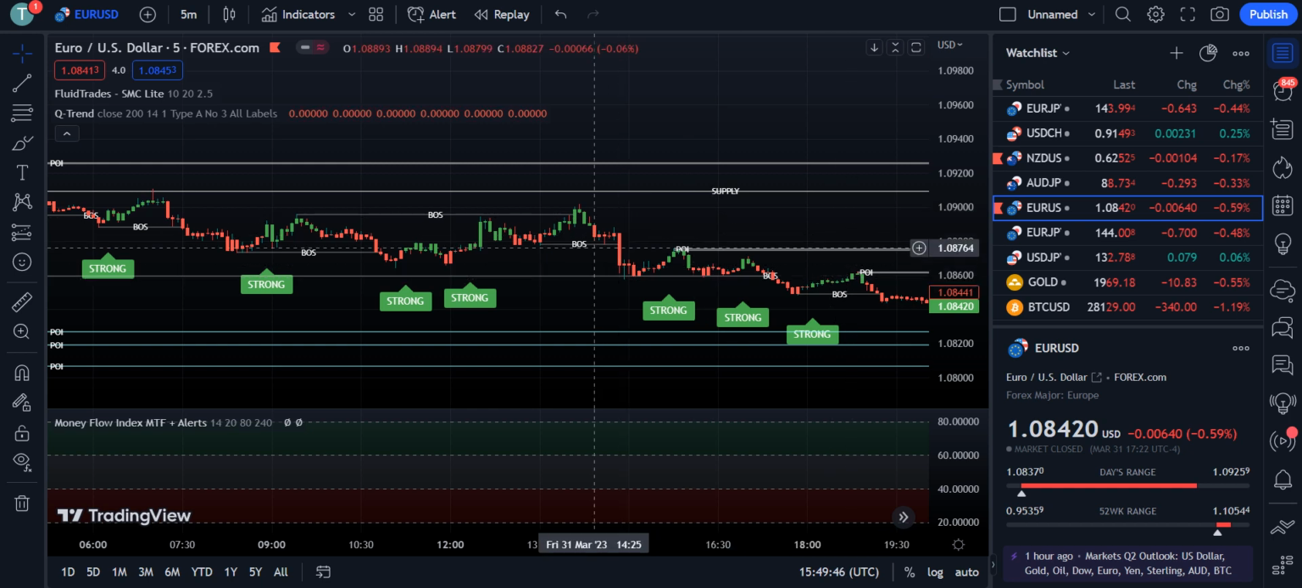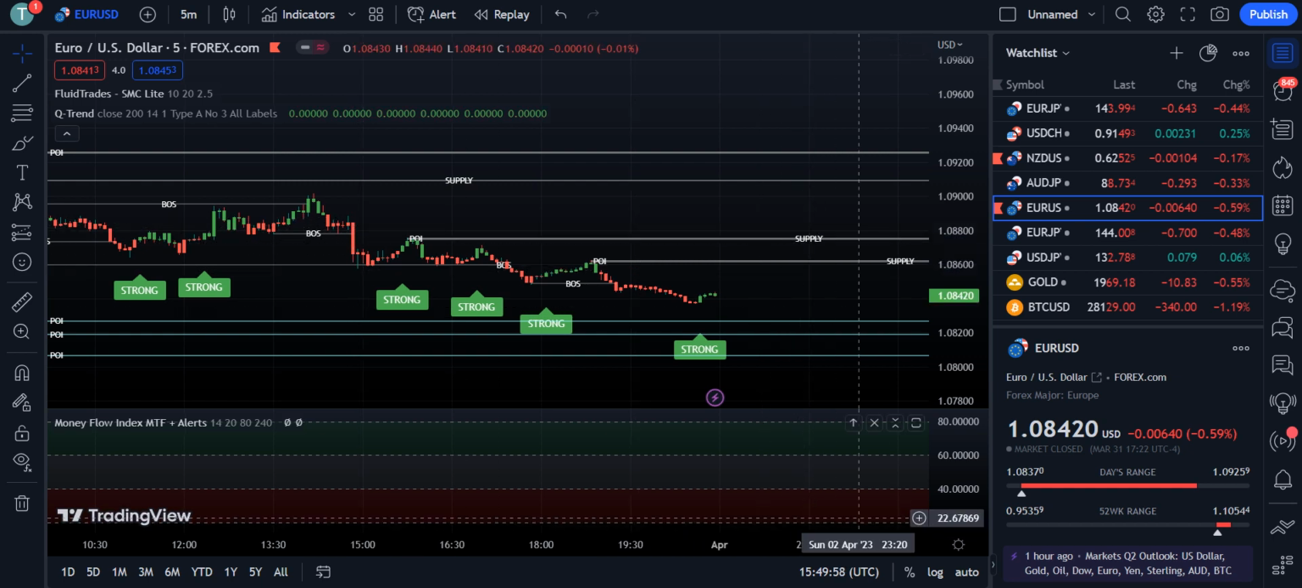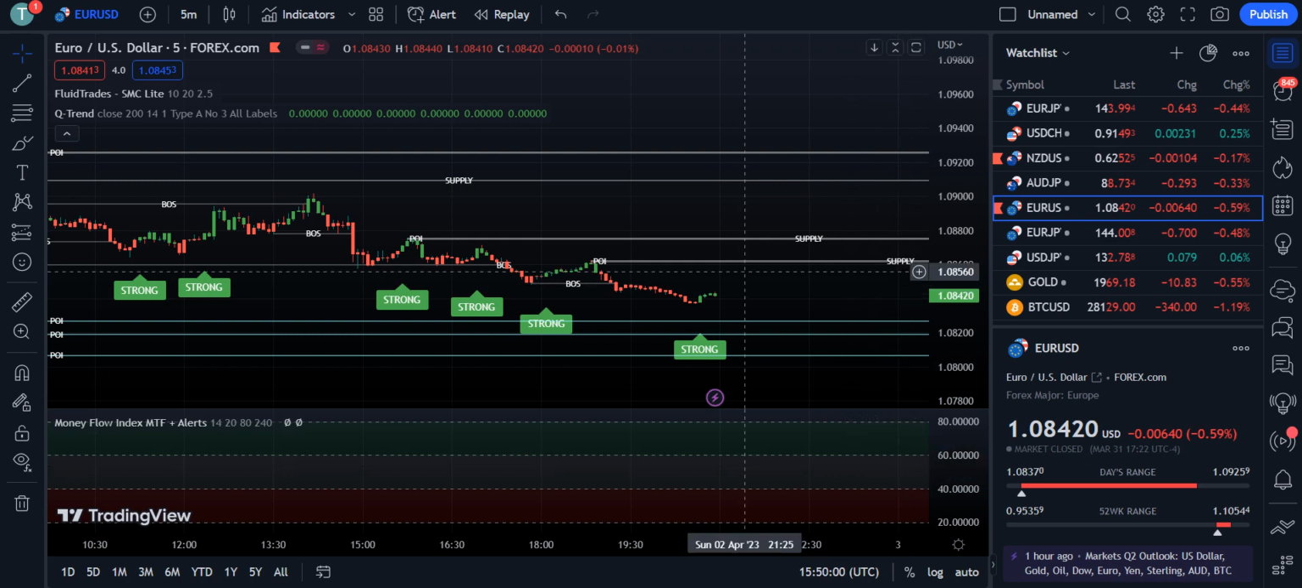Either it is above 50 or below 50. If it is above 50, it means we have to enter into the market for the buy signal, and if it is below the 50 level, then we have to enter into the market for the sell signal. So this is all about the strategy.